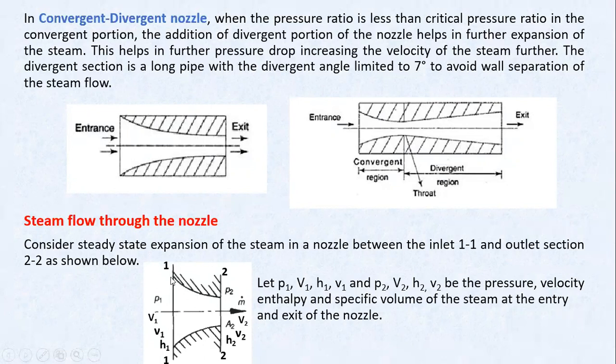For that, let us consider a convergent nozzle, and steady state expansion occurs in this nozzle from 1, the inlet section of the nozzle, to 2, the exit section of the convergent nozzle. Let P1 and P2 be the inlet and exit pressures. Capital V1 and capital V2 be the velocities. Small v1 and small v2 be the specific volumes of the steam entering and exiting the nozzle. H1 and H2 be its enthalpies. Let A1, A2 be the areas of cross section at the inlet and exit.